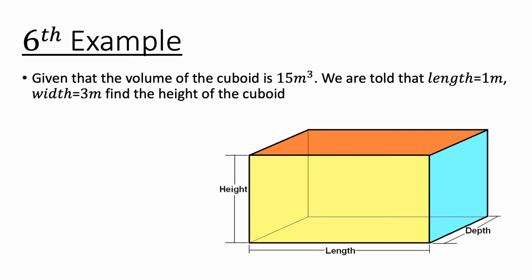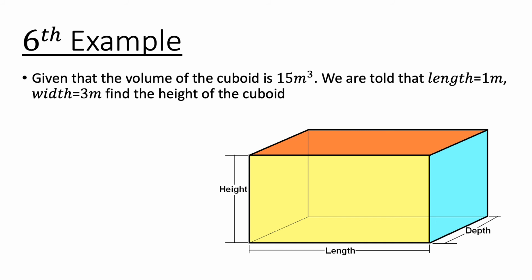So again, it's rearranging formulas. V is equal to L times W times H. So we're going to work out what H is. We've got 15 is equal to 3 times 1 times h. Rearranging this, I get h is equal to 15 divided by 3, which gives me 5. So the answer is 5 meters.